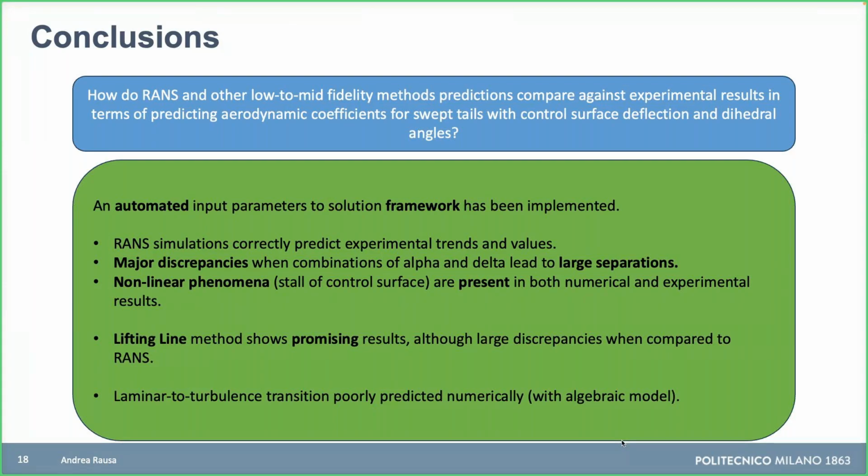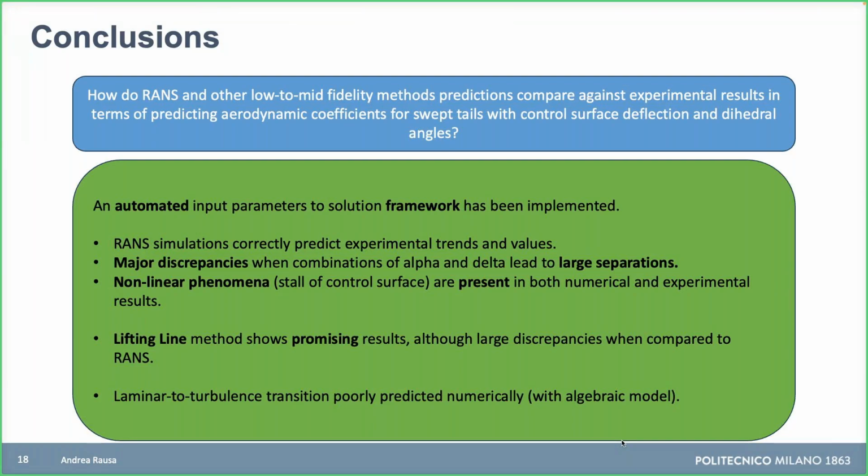Whereas the lifting line method shows promising results, especially for low angles of attack and low control surface deflection. So this is really an improvement with respect to RANS in the computational costs. But then again, once we go towards higher angles of attack and control surface deflection, where separation is larger, they deviate quite a lot. And laminar to turbulent transition can be predicted, but has not been in some cases by the models that we used.